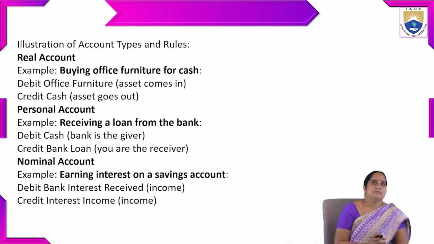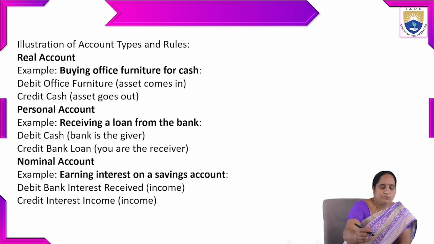So let us discuss the same account types along with the rules by using some examples. Real account: buying office furniture for cash. As we know, the rule of real account is debit what comes in, credit what goes out. As furniture is an asset to the organization, we have to debit office furniture and credit cash.